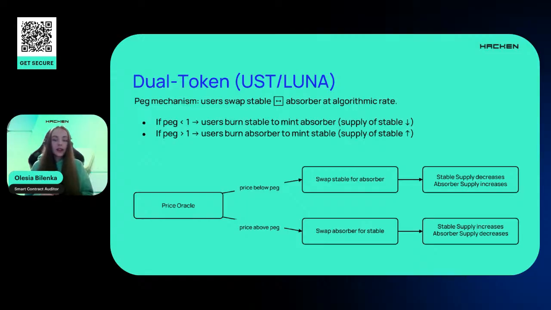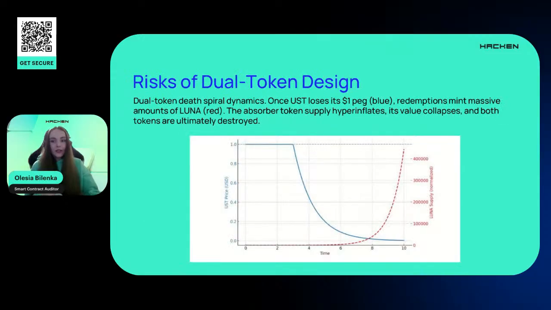If the price fell below $1, users burned UST to mint Luna, and if it went above $1, they burned Luna to mint more UST. So it all looks really balanced, but it was only stable while people were trusting it. But now we can see how it fell apart. When UST lost its peg, redemptions printed a huge amount of Luna. That made Luna almost worthless, and the peg dropped even lower. So each token started to destroy the other, a death spiral with no bottom, so they just died.